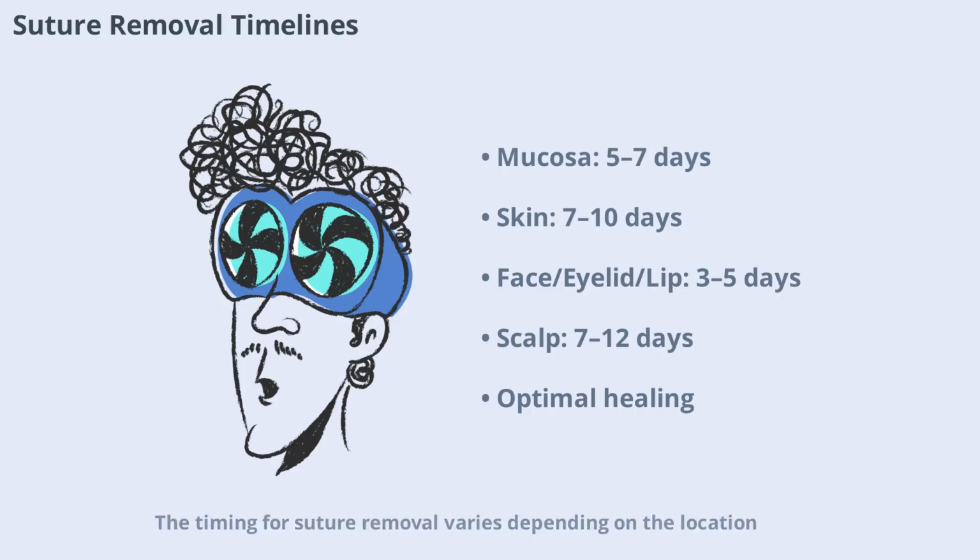The timing for suture removal varies depending on the location. For mucosa, sutures are typically removed after 5-7 days. Skin sutures are taken out in 7-10 days, while those on the face, eyelid, or lip are removed sooner, usually within 3-5 days. Scalp sutures may stay in place for 7-12 days. Adhering to these timelines helps minimize complications and ensures optimal healing.